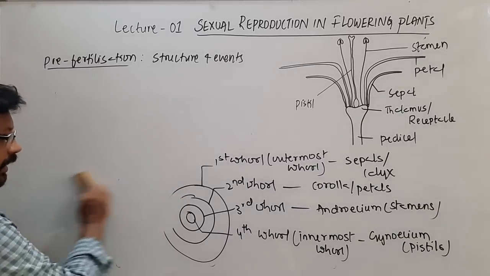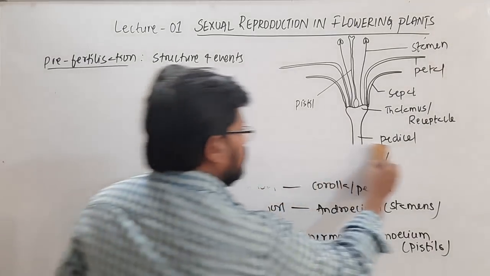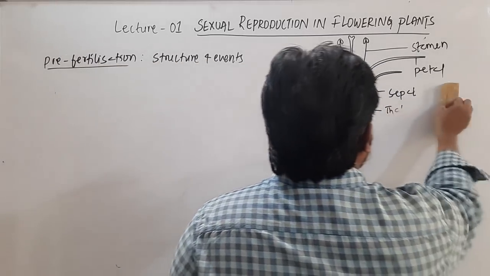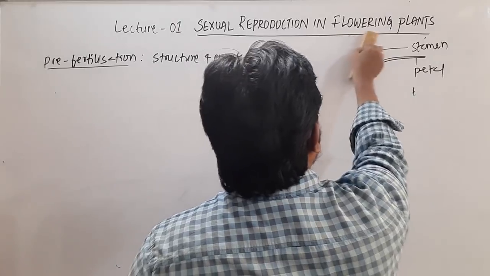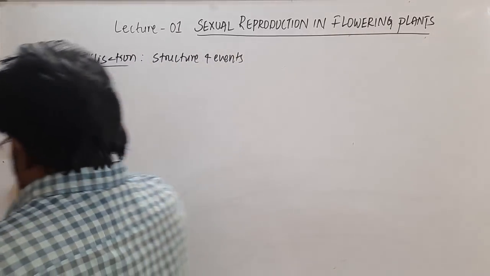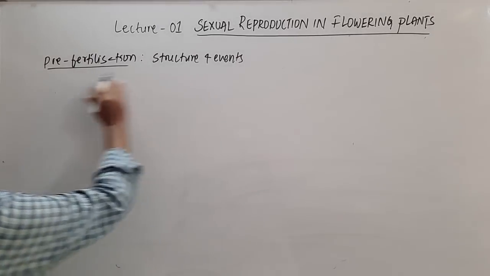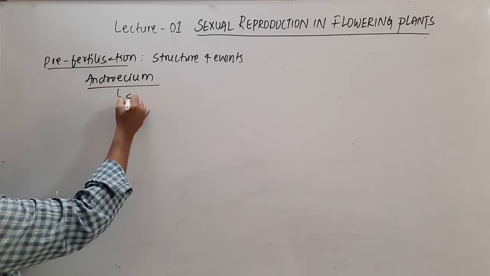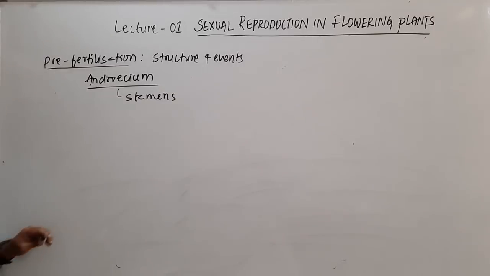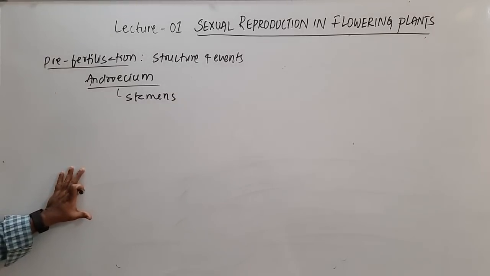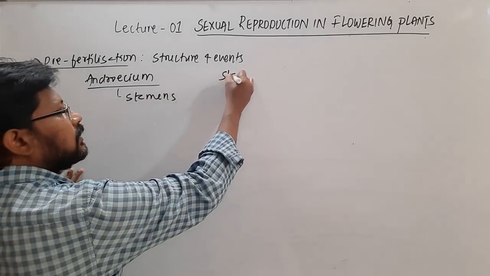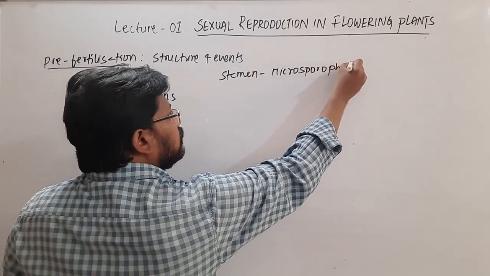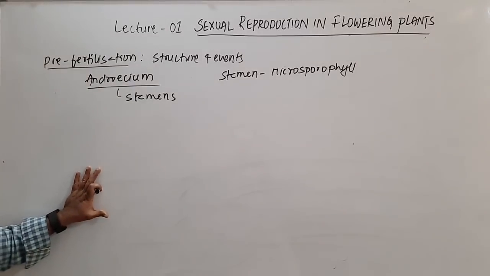So now, as I'm not going to discuss the sepals and petals, we will straight away move on to the essential floral parts, which are involved in sexual reproduction. I'm going to discuss the androecium first. The members of the androecium are called the stamens. And the stamen, of course, is comparable to the microsporophyll.